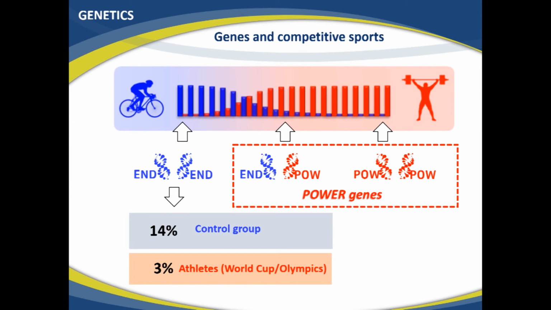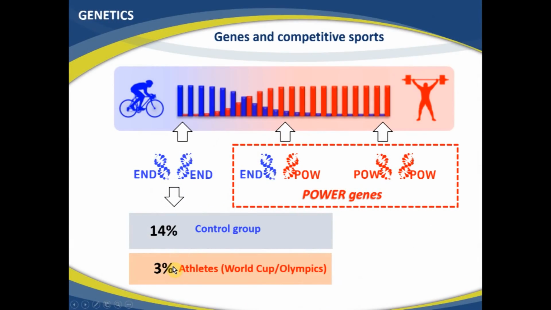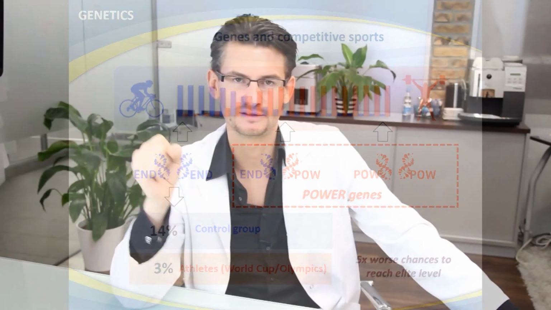So really, from the general population, lots of people decided, I want to become a pro sprinter. However, only a select group made it. And out of these, mostly the ones with the right genes made it. It doesn't mean that it's impossible, because still 3% of them have the wrong genes for their sport. But the chance, in this case, is 5 times worse to reach the Olympic level if you have the endurance genes. So really, athletic performance and musical ear, all of this is genetically influenced.